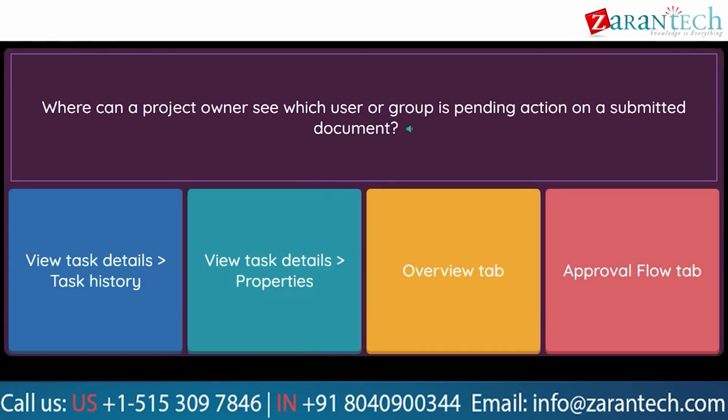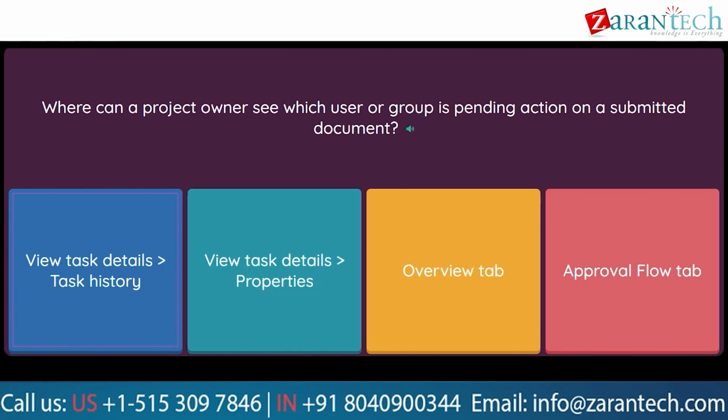Question: where can a project owner see which user or group is pending action on a submitted document? Option 1 View task details, task history. Option 2 View task details, properties. Option 3 Overview tab. Option 4 Approval flow tab.